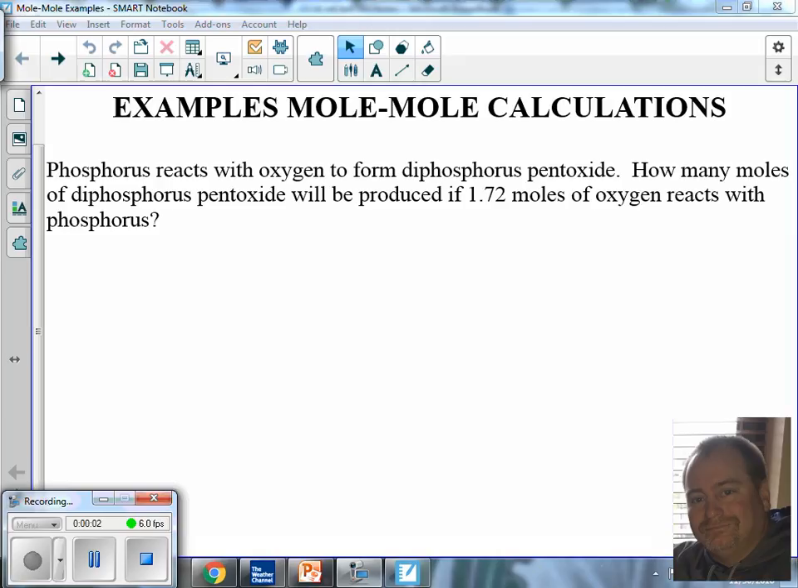Okay, now we can go on with working this problem. So, let's check it out. The problem says phosphorus reacts with oxygen to form diphosphorus pentoxide. How many moles of diphosphorus pentoxide will be produced if 1.72 moles of oxygen react with phosphorus?